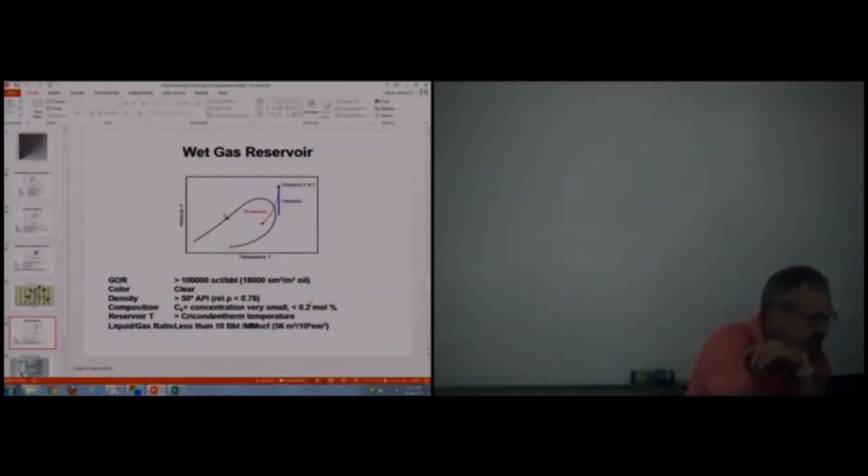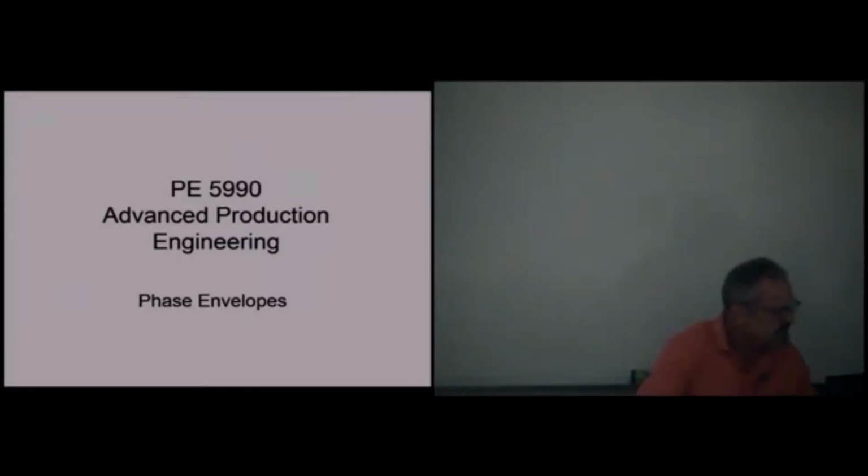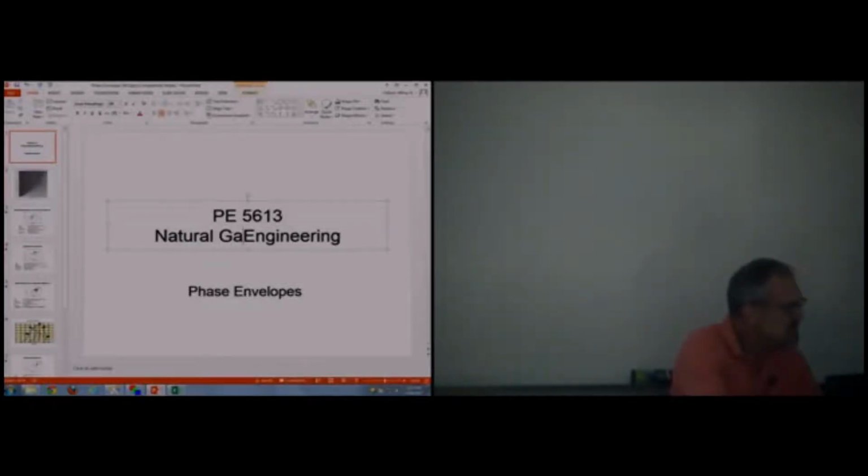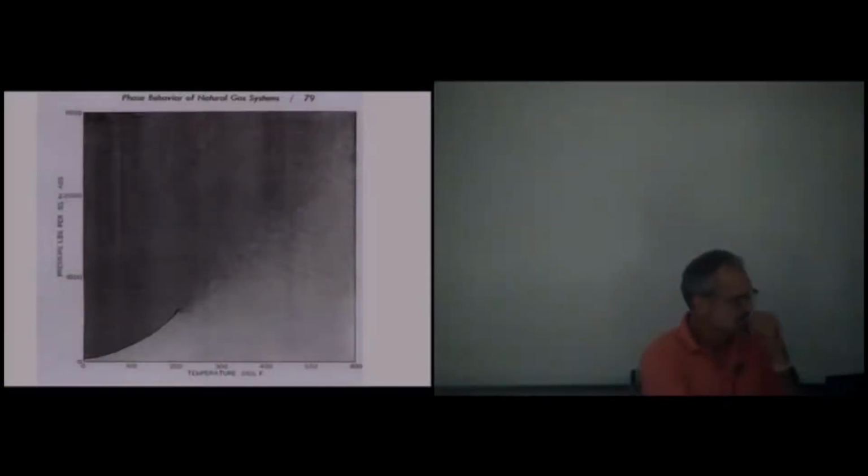Okay, phase diagrams. Okay, this could be propane. It's a single component system. It can't have two phases at any given temperature and pressure. It's single phase. There's no phase envelope.